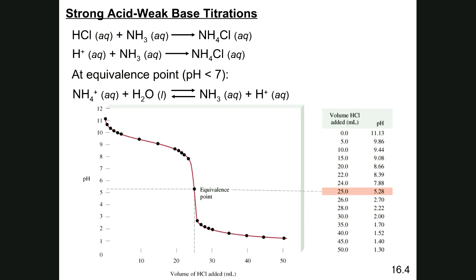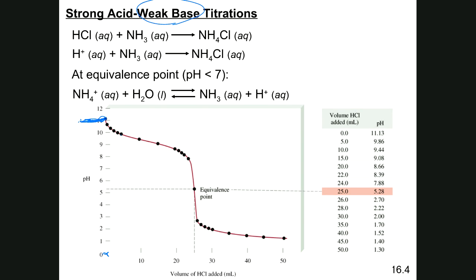Before you add any of the solution from the burette, you see the pH is high. So you must have started with a basic solution. So you have a weak base to begin with, so the pH is going to be higher than 7. It's not 14 because you don't have a strong base. It's a weak base. And then you keep adding acid.